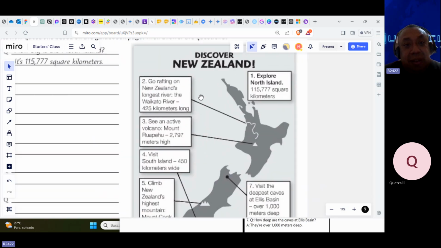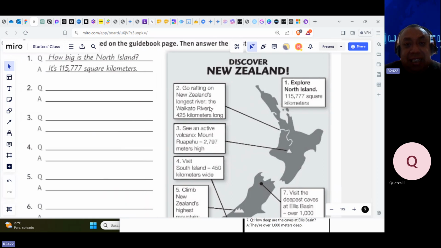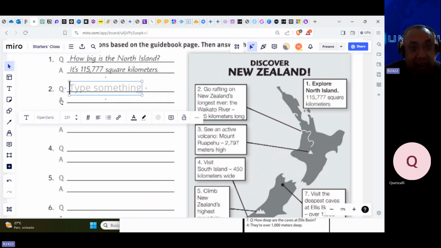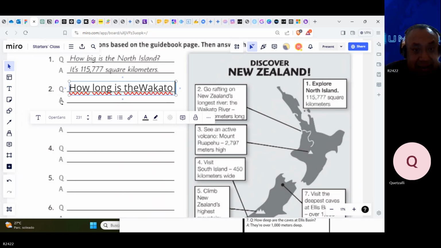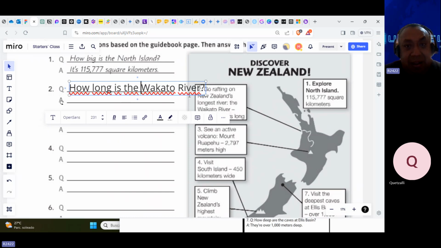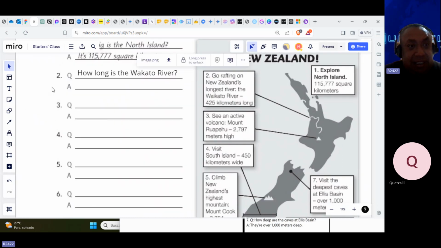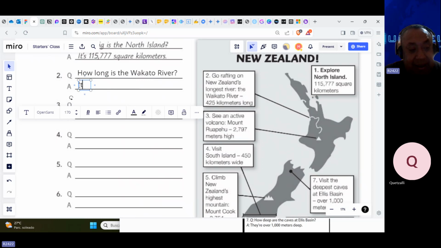For example, number two is go rafting on New Zealand's longest river. Well, that one is how long? How long is the Waikato River? And here it says it's 425 kilometers long.